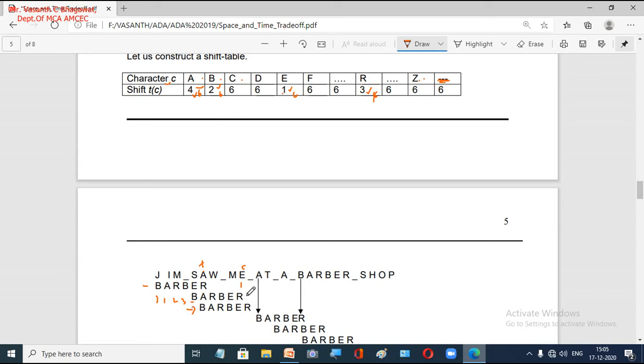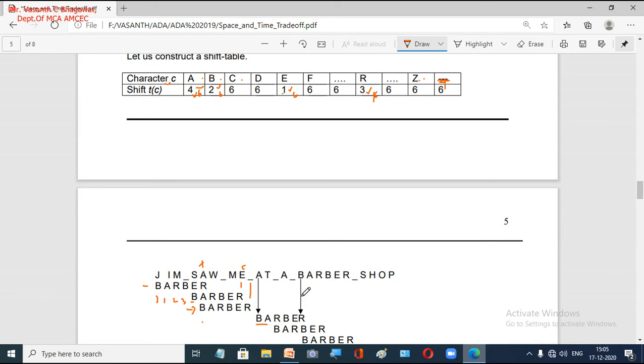Now start comparing. You compare underscore and R. Both are not matching, right? Now you take this underscore, go to your shift table, right? For underscore the value is 6. Move this pattern 6 positions. So you are at this position: 1, 2, 3, 4, 5 and 6. From here you start writing the pattern. Clear? So now you start the same process.